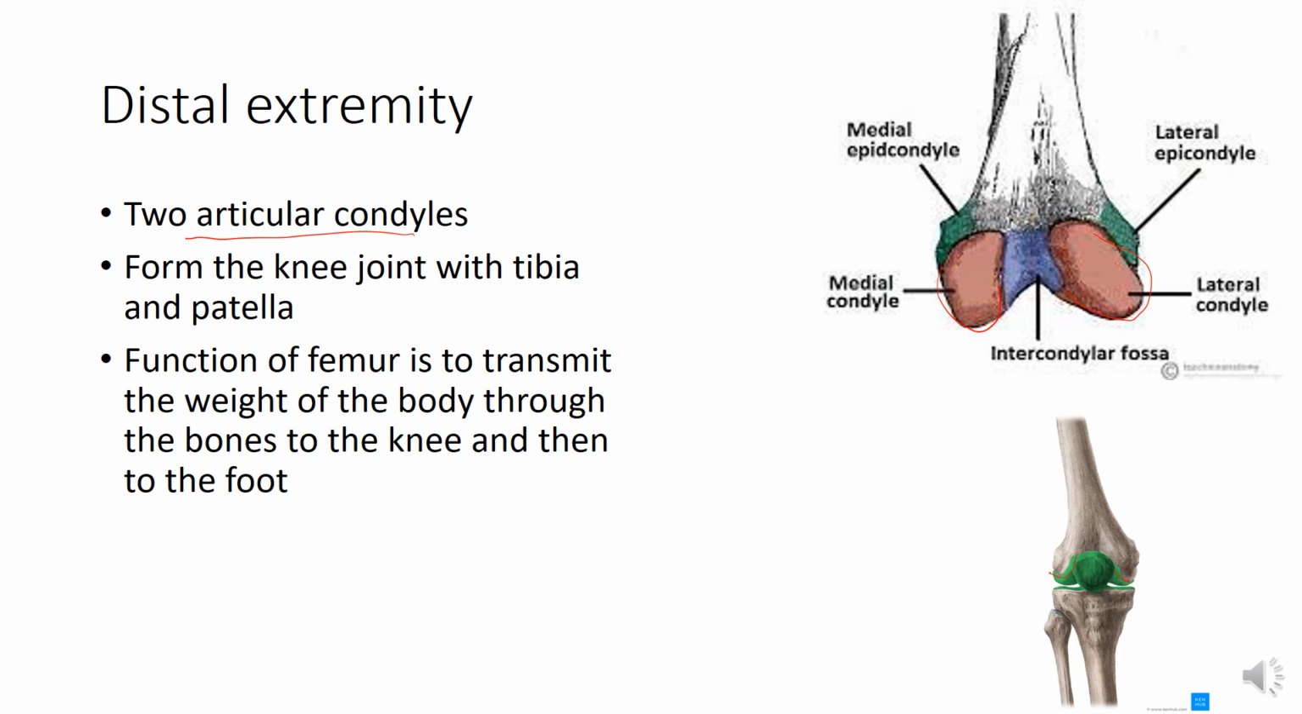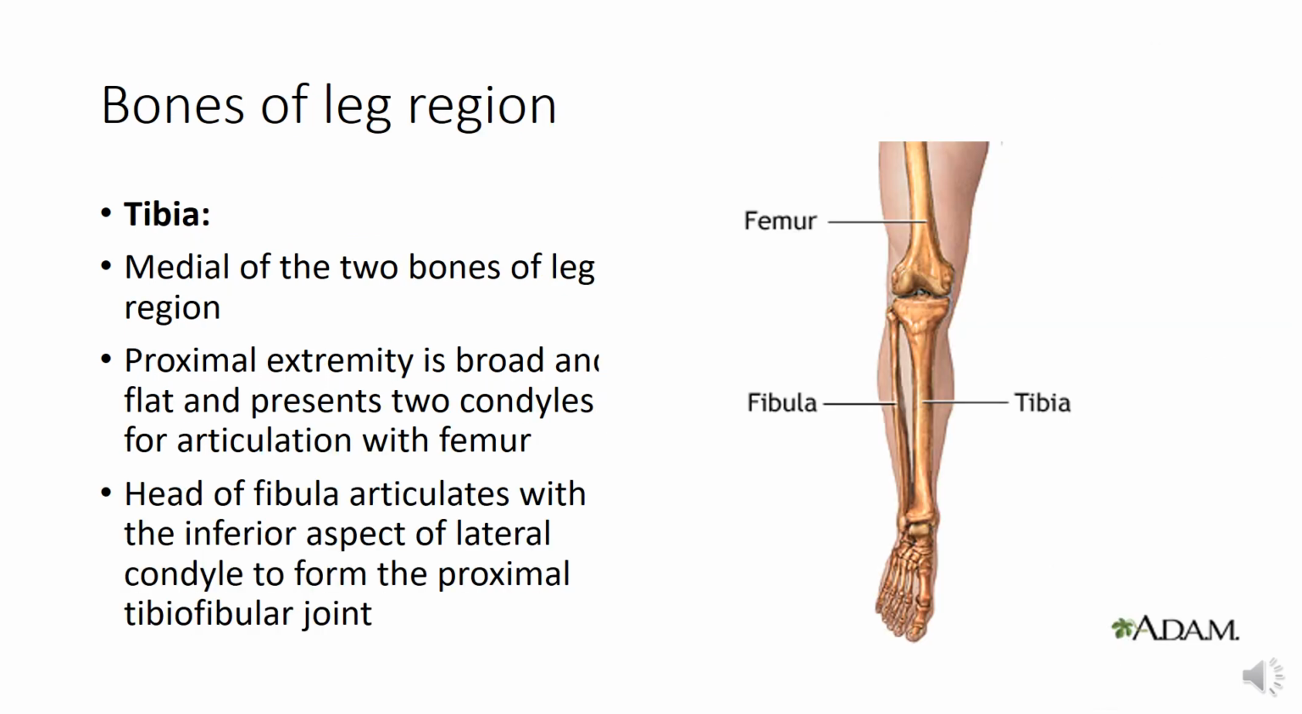Function of femur is to transmit the weight of body through the bones to the knee and then to the foot. Now tibia is the medial of the two bones of the leg, as I have shown you before. This is the medial side of the leg, this is the lateral side, and you can see that on the medial side the tibia is present. Its proximal extremity is broad and flat and presents two condyles for articulation with the femur.